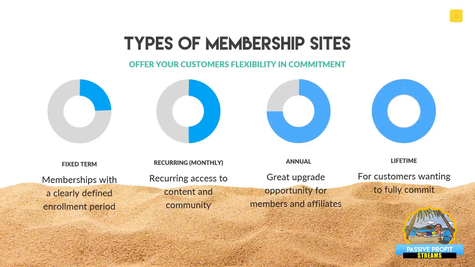Number 1 would be a fixed term, and that's memberships with clearly defined enrollment periods. Let's say 30-day membership, 90-day membership. You could have a recurring monthly membership, which is different from the fixed term in that it will continue to renew, and you can continue to offer different services as they continue to renew. So recurring access to content and also to the community that you've grown within that membership site.